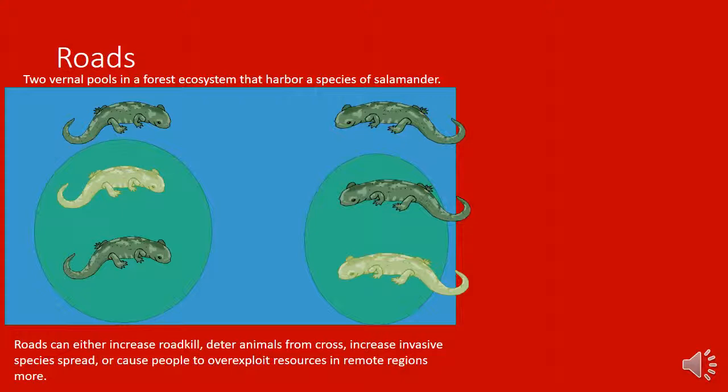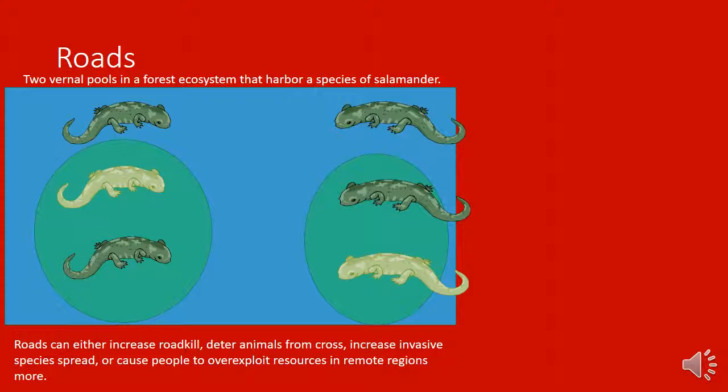And so what roads can do, roads can hurt a population by increasing roadkill, right? Like you hit the animal with your car, so there's less of them. And it can also deter animals from crossing, because if you're a tiny salamander that lives in the leaves, you don't want to go through this big open space because it's scary, so they might not try to cross it at all. We can increase invasive species spread, because most invasive species require disturbance to get a foothold in an environment, and then they spread from there, and so a road is a big source of disturbance.